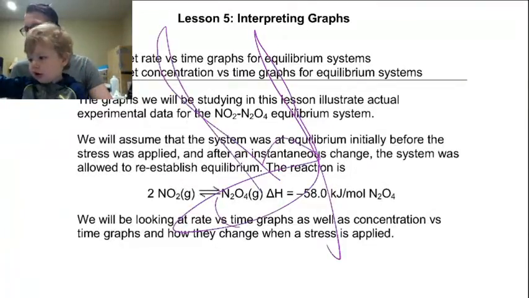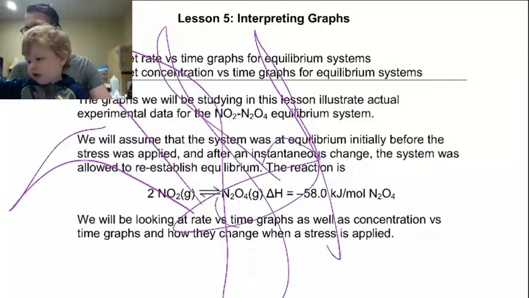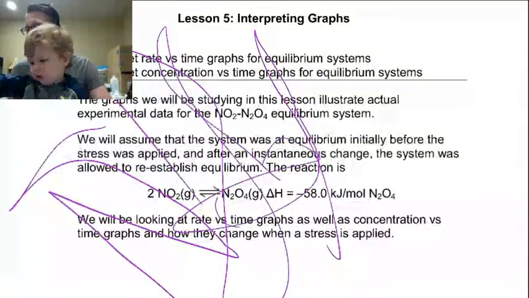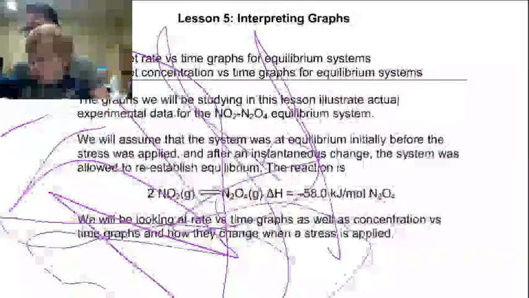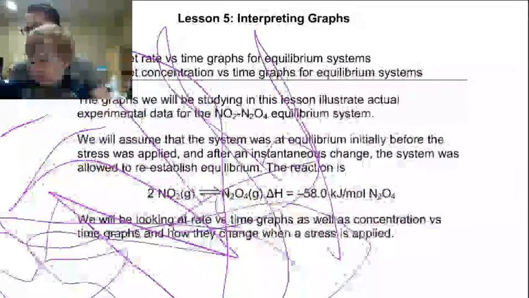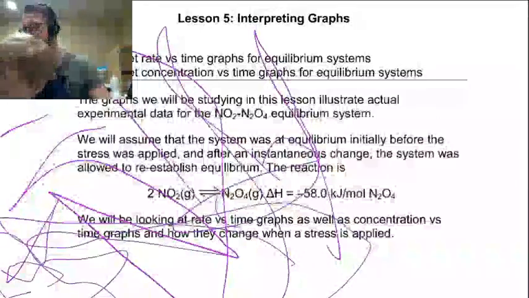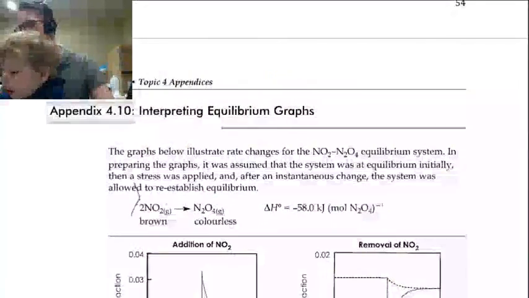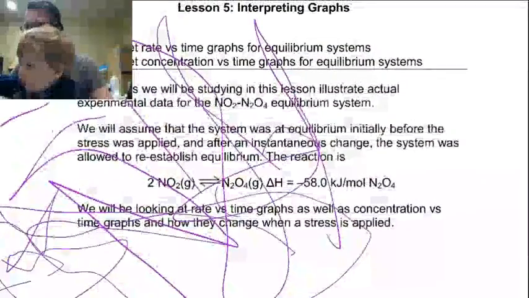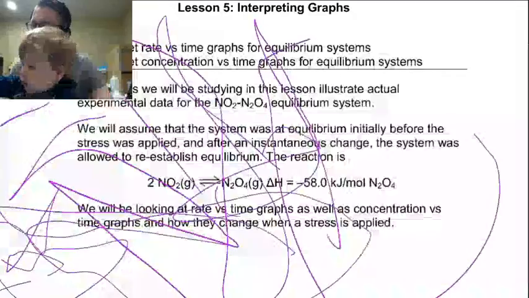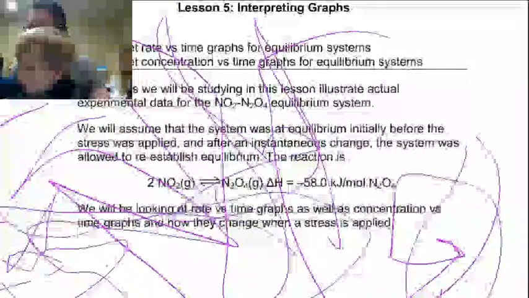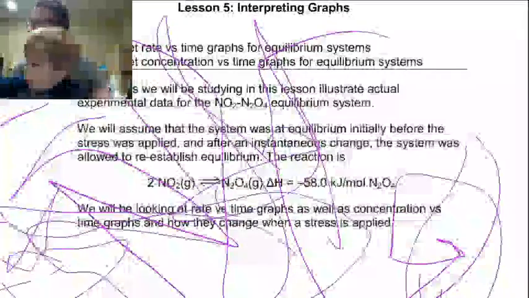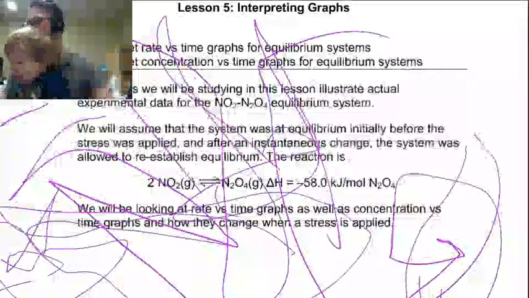So the graph we will be studying in this lesson illustrates actual experimental data for the NO2 N2O4 equilibrium. We will assume that the system was at equilibrium initially before the stress was applied, and after an instantaneous change, the system was allowed to reestablish equilibrium. The reaction is this.